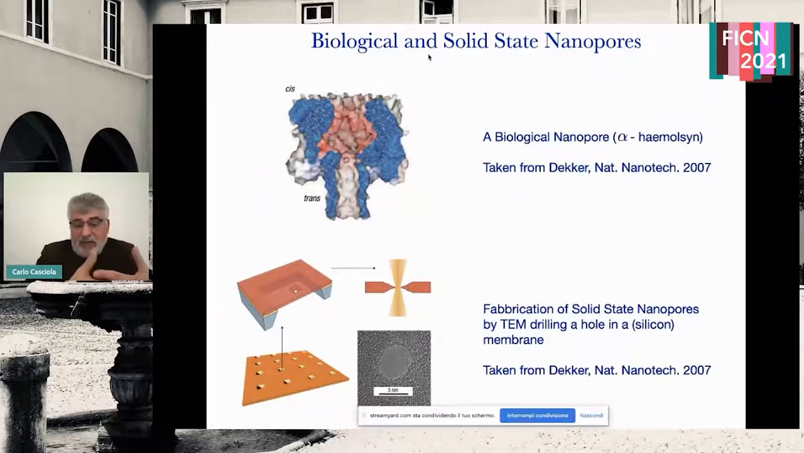In parallel with that, recently there has been a big development in technologies. For instance, what you see here are sketches explaining the fabrication techniques for solid-state nanopores by drilling a nanometric hole into a silicon membrane.